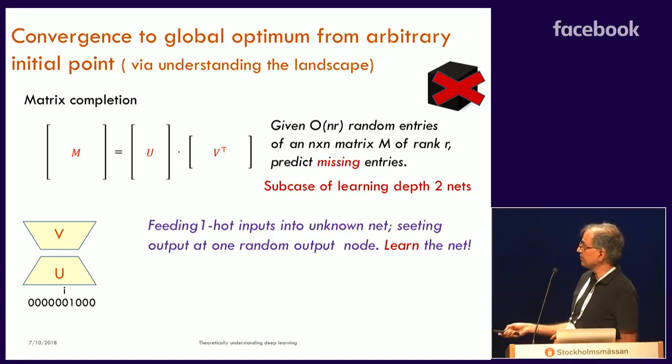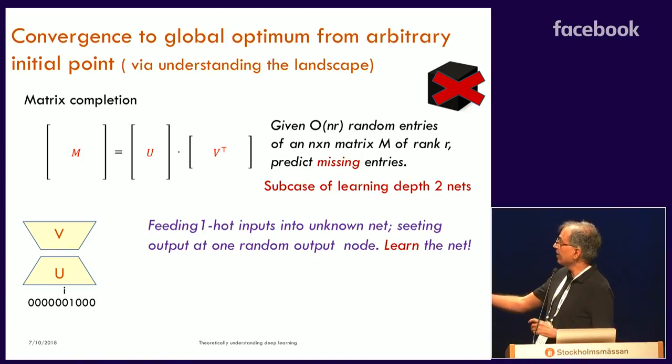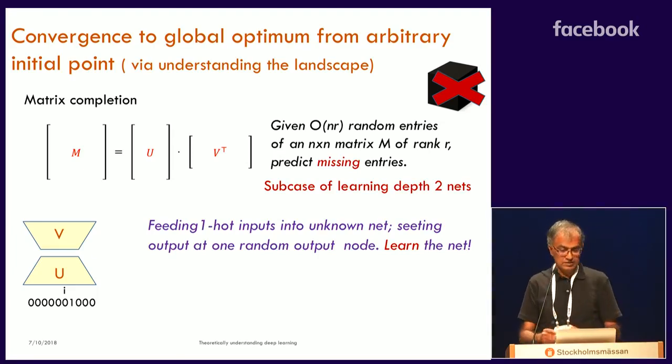The data is just you're feeding one-hot inputs into the unknown net, and seeing the output at one random output. So you're given entries ij. That's like feeding in the input 0001000, where the one is at location i, and you're reading the jth output. Okay, so that's completely equivalent.